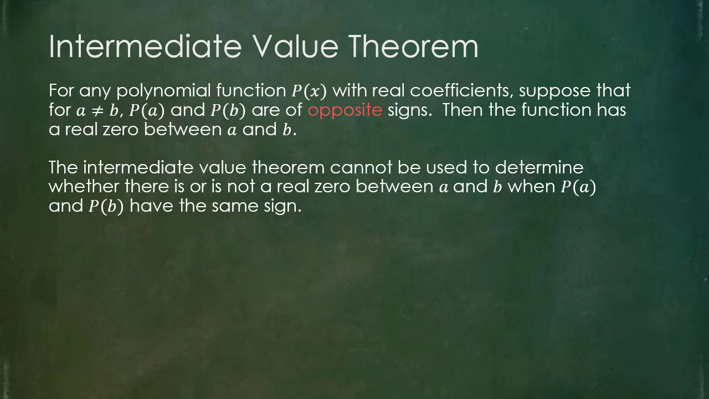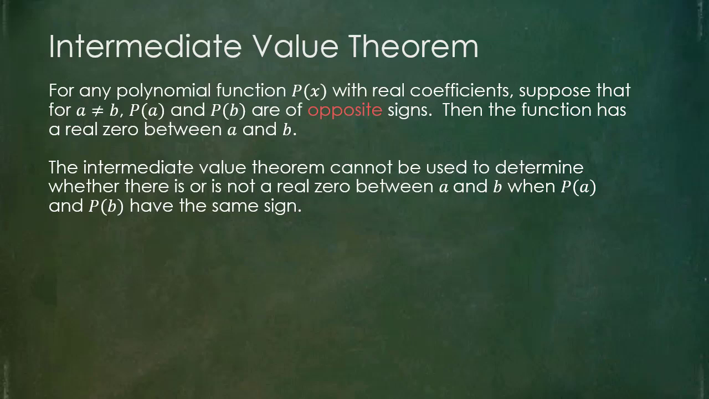So really it's kind of a common sense thing. In order to go from below the x-axis to above the x-axis, I have to cross it. So the intermediate value theorem is just kind of confirming that that logic actually is sound, because polynomials have to be smooth and continuous.